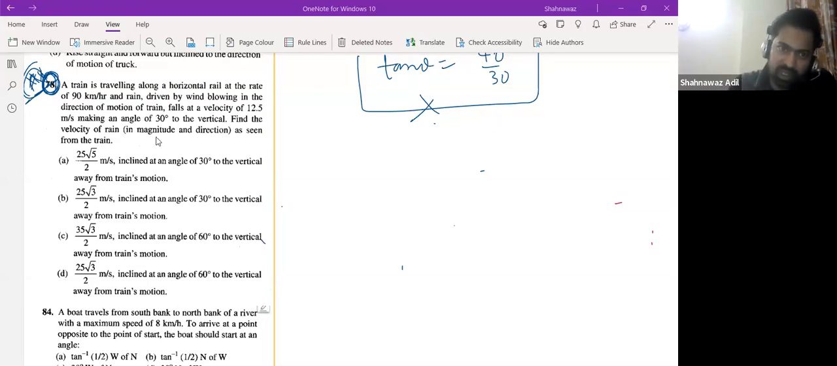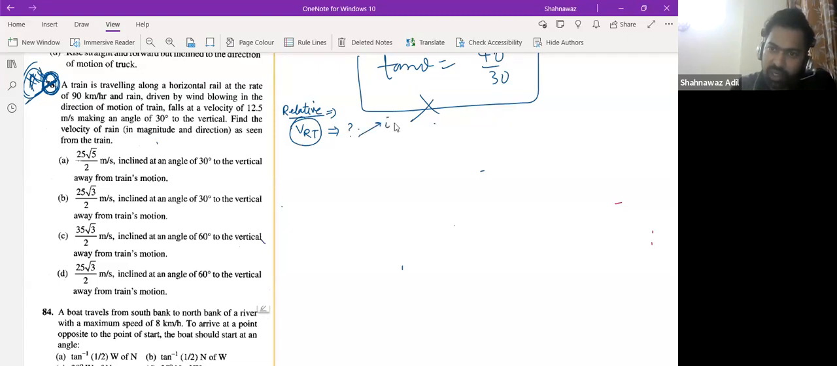Try this question and I'll be back in 9 minutes. You can use whatever you have learned. We have to find the relative velocity, the velocity of rain with respect to the train. This is the thing that we have to find out.